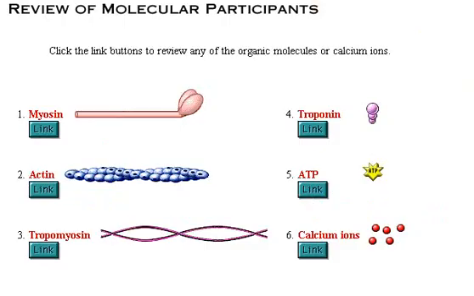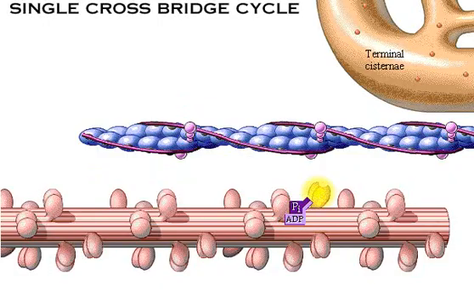Before seeing how all these components work together in a complete cross-bridge cycle, click the link buttons to review any of the organic molecules or calcium ions. The 5 organic molecules and the calcium ions function together in a coordinated manner to cause the thin filament to slide past the thick filament.